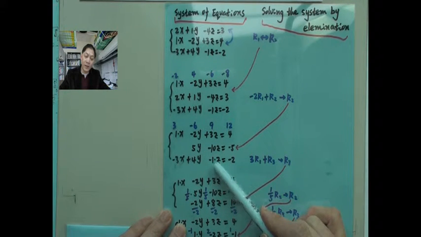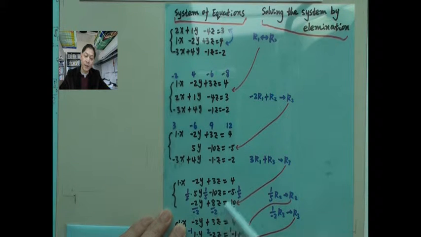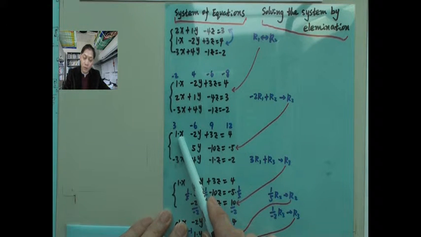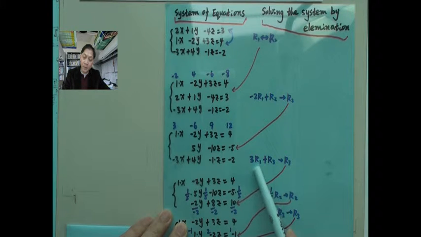9z plus negative z, that's 8z. And 12 plus negative 2, that's positive 10. Again, the first equation is not changed. The second equation is not changed. Only the third one is changed because we eliminated this x by doing so. Okay, it is row 1 multiplied by 3 and added on row 3, and then row 3 is changed.